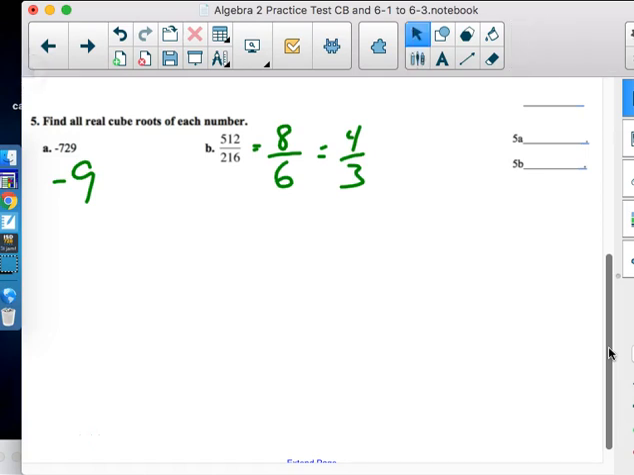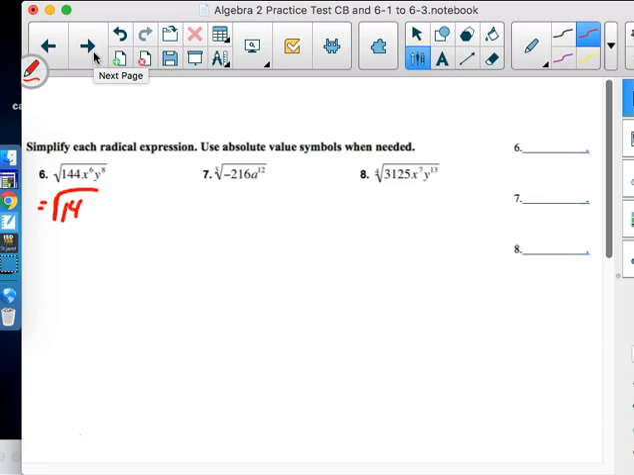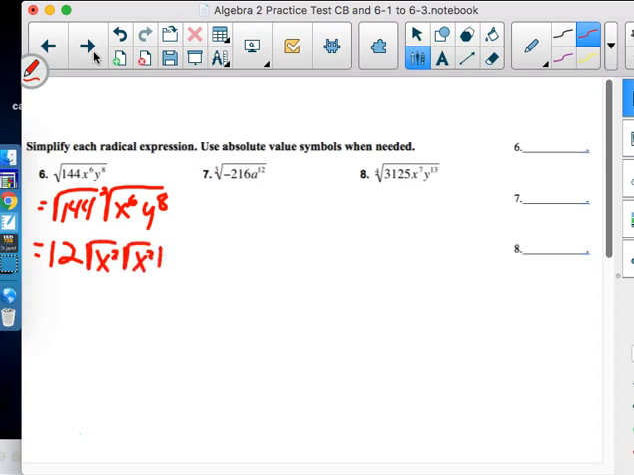Okay, now, simplify each radical expression. And then we're going to stop after we're done and say, do we need absolute value bars? So for number 6, we would separate this and say that's going to be the square root of 144, the square root of x to the 6, y to the 8, because variables behave differently than numbers do. Hey, wait a second. Don't we know the square root of 144? 12. Now, x to the 6, little imaginary 2 out here. So that's going to be the square root of x squared, the square root of x squared, and the square root of x squared, because we want those inverses. And then y to the 8th, oh my goodness, I'm going to be here all day. Square root of y squared, four times.